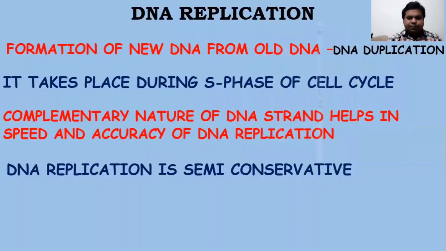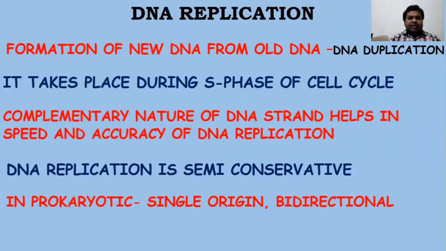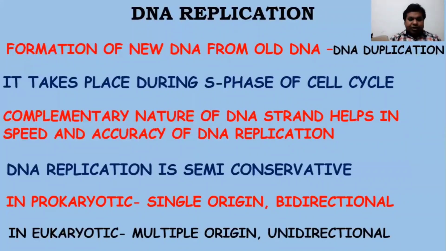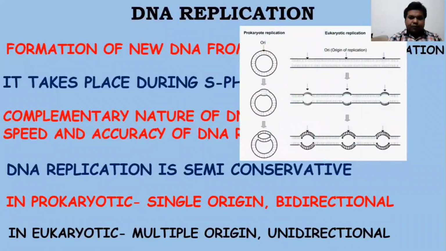Okay, let's proceed further. In a prokaryotic cell, at the time of replication, there is a single origin on the DNA and replication proceeds in two directions. So it is called bidirectional. In eukaryotes, there are multiple origins. During DNA replication, you will find the length of the DNA shows many origins, but replication proceeds in one direction. So it is called unidirectional. See the diagram. Prokaryotic cell, single origin, but replication is proceeding in both directions. In eukaryotic cell, there are multiple origins, but all proceed in a single direction.